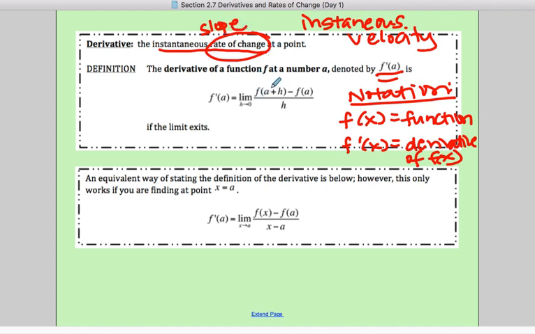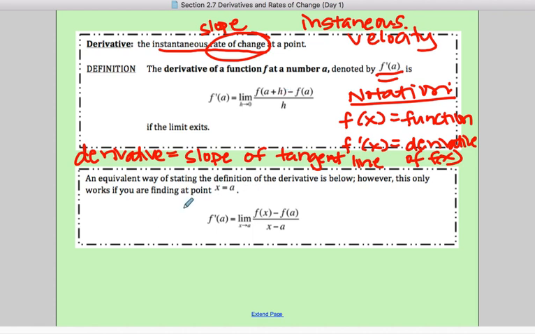And just remember, if you have a slope at one point, a singular point, you're really finding the slope of a tangent line. So derivative is equal to the slope of the tangent line. That's how we can find slope at one point. So we could use this equation to find that slope.